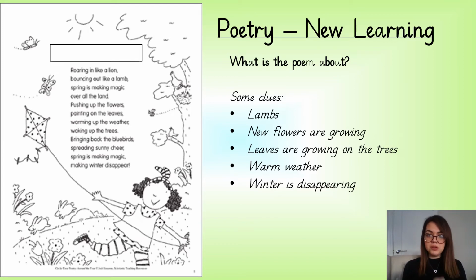So the clues that I pulled out of the poem, which you might have as well, are the word lambs, new flowers are growing, leaves are growing on the trees, the warm weather's here, and winter is disappearing. Now, if I think about all of those clues together, and I think about when I'd see lambs, and when new flowers start to grow, and the fact that winter is disappearing, I start to think about my seasons. And I know that the season after winter, when winter starts to disappear, is the season that we are going into very, very soon. Can anyone think of what that season might be? What season are we about to go into?